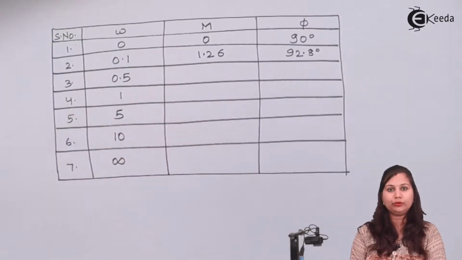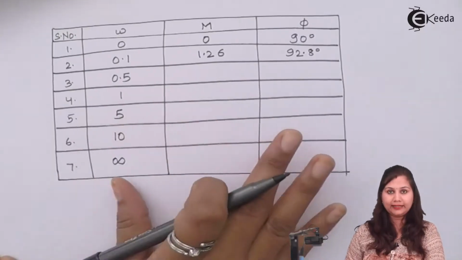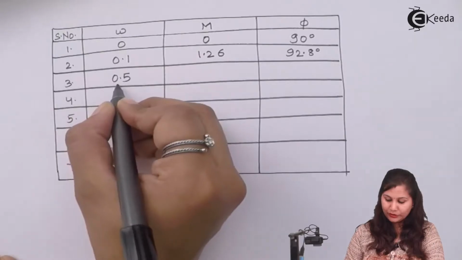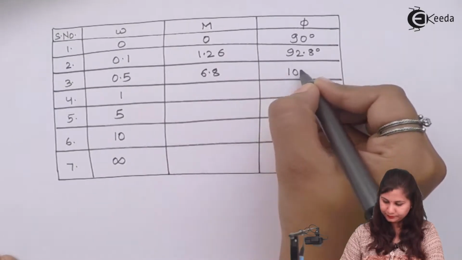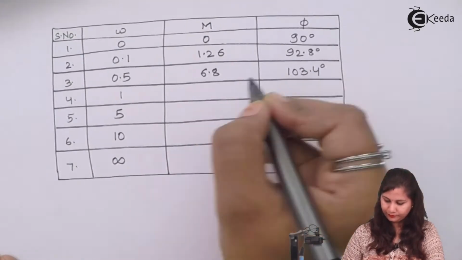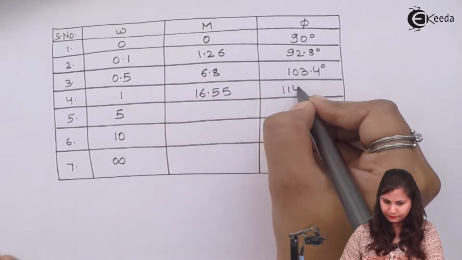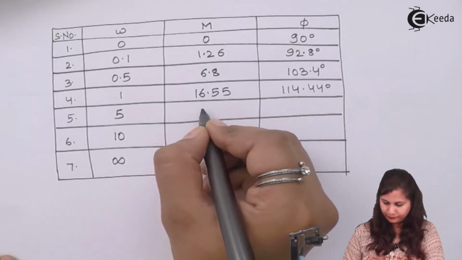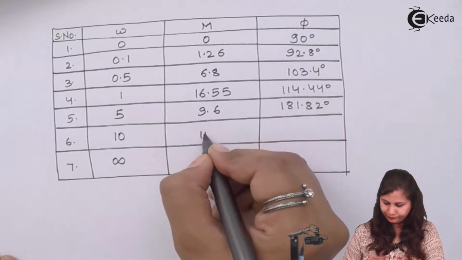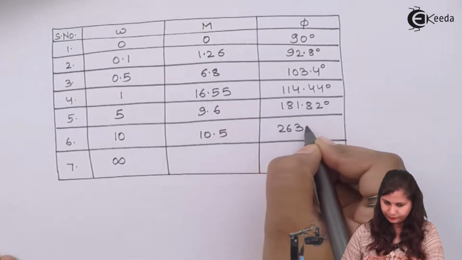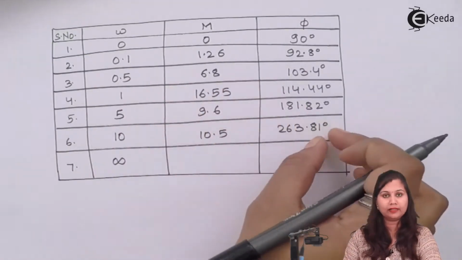Now, similarly, we have to put omega equals to 0.5, 1, 5, 10 in the magnitude and the phase angle equations, and then we can put their values here. So I'm directly writing its values here. For omega equals to 0.5, we will have magnitude as 6.8. So for these values, we have calculated the magnitude and the phase angle.